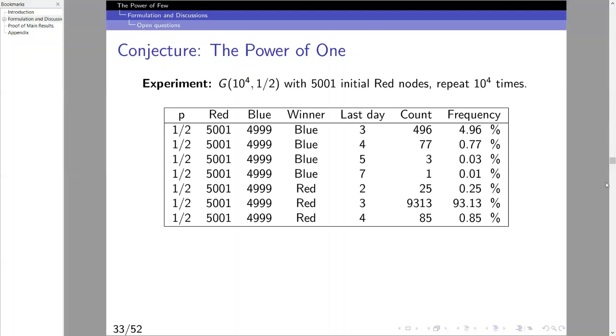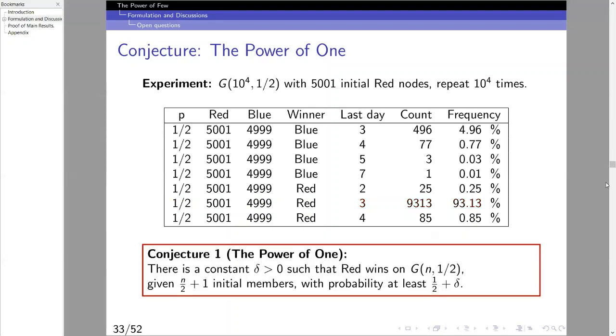Here we can see that red wins with frequency more than 93%. And even more surprising is that it only needs 3 days to win. So we proved it for 4 days. It's very impressive. So we conjecture that the chance for red to win when p is 1/2, and given an advantage of 1, is 1/2 plus a constant delta, but the proof is still open.